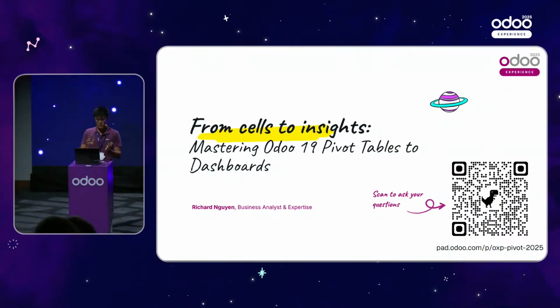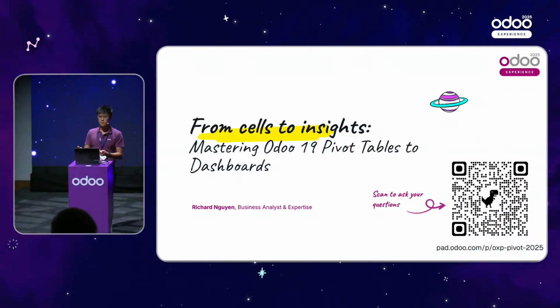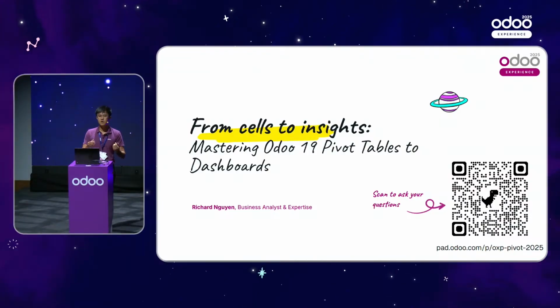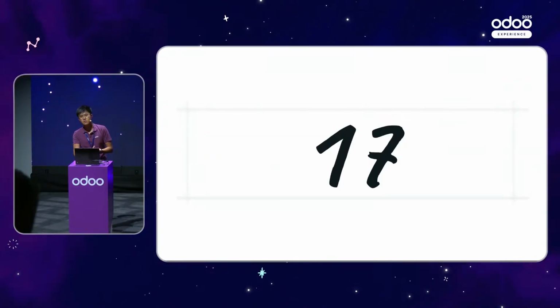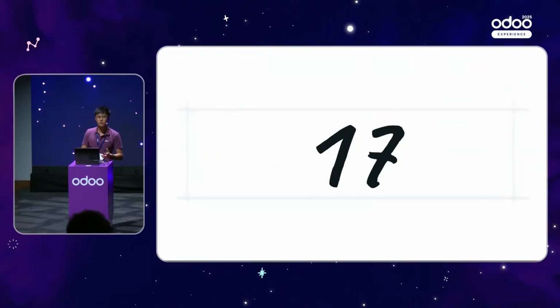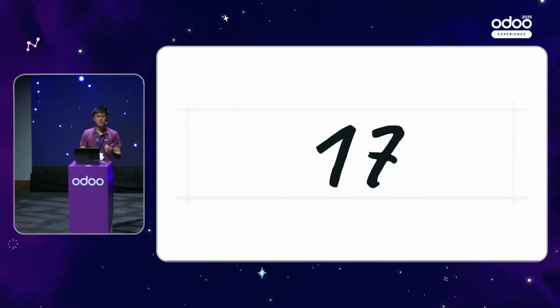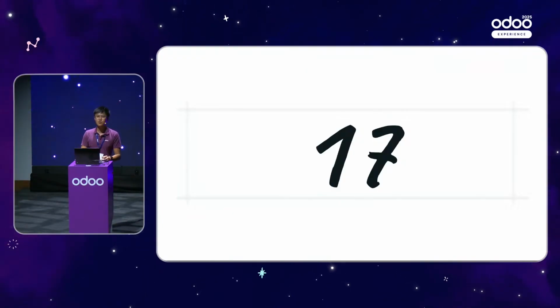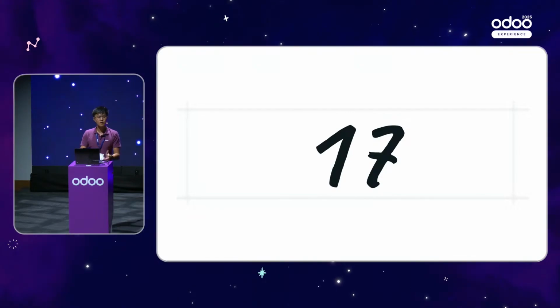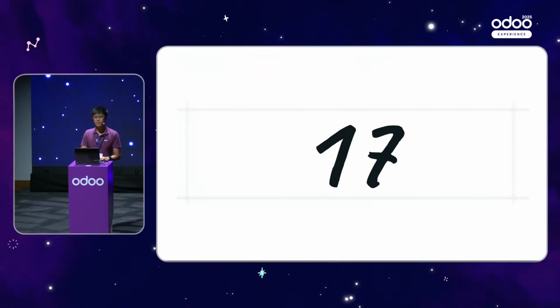So, my talk title is From Cells to Insights. I'm going to start with a single cell, and this single cell has a value, 17. Okay, so this is a mysterious number for now. It could be anything. It could be a sale, an invoice, my bank account balance, the number of drinks you're going to have tonight. We don't know, right? So this is just a number.